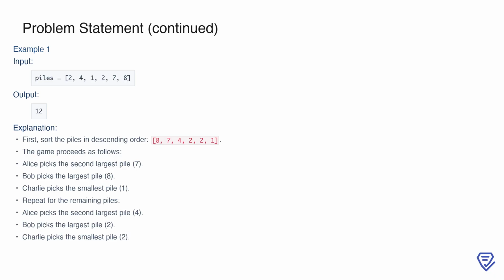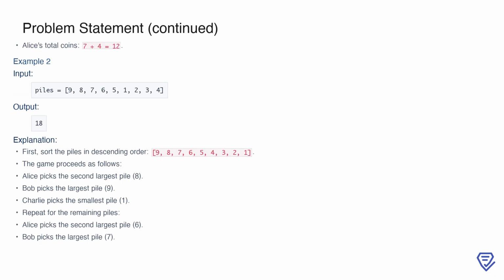In the second round, the remaining piles are 4, 2, 2. Again, Alice picks the second largest pile, which is 4, Bob picks the largest pile, which is 2, and Charlie takes the smallest pile, which is also 2. Following this strategy, Alice ends up with the piles 7 and 4. Adding Alice's coins together, we find that her total is 7 plus 4 equals 12. This value is returned as the output for this example.